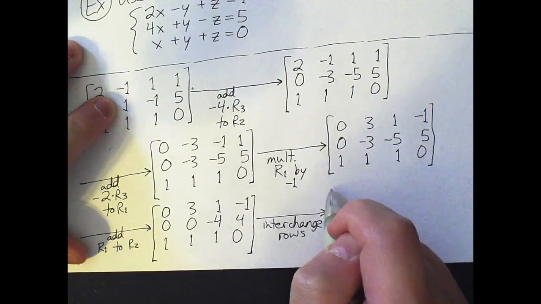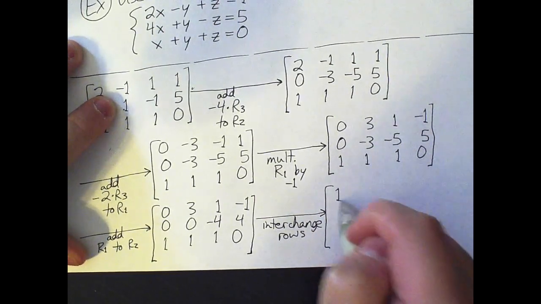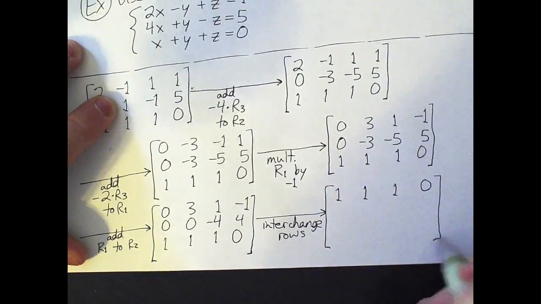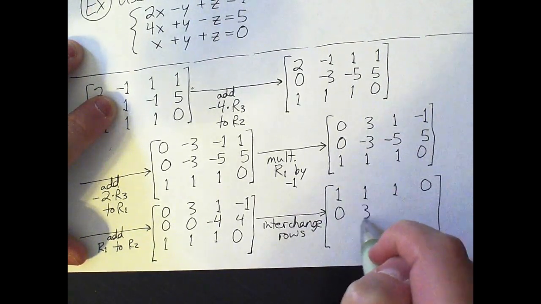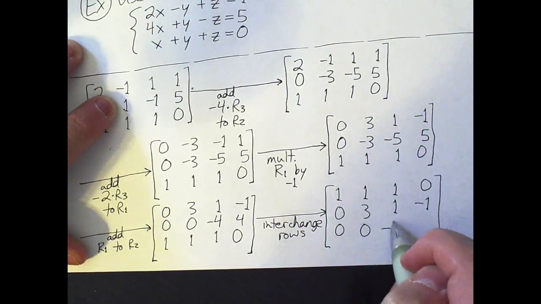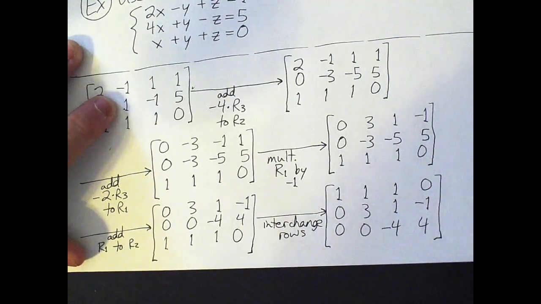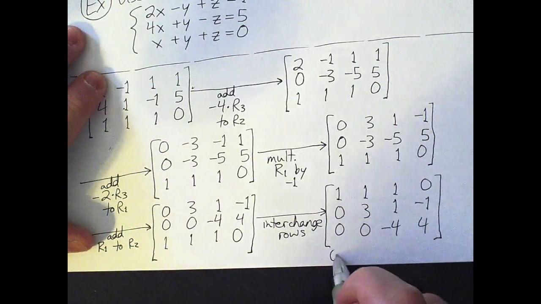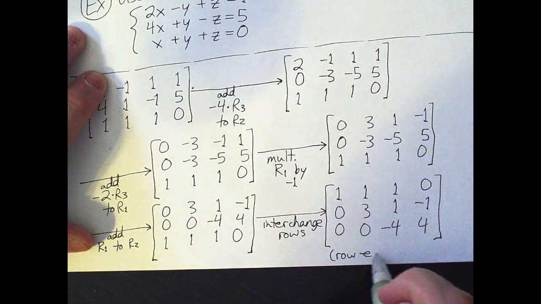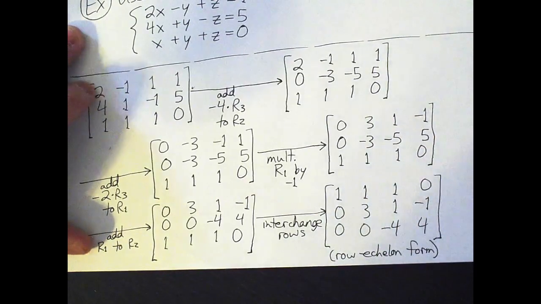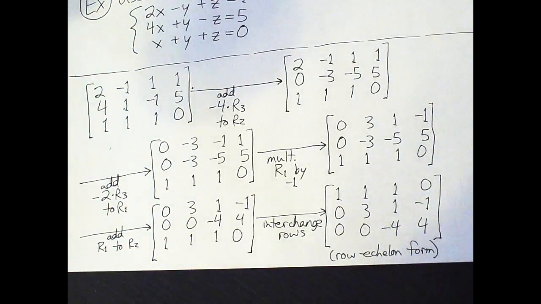Interchange the positions of rows, change the order of them. So you write 1, 1, 1, 0 as the new row 1. Move this one to be row 2. And move this one to be row 3. So we swapped around the order of rows. We're allowed to do that. This is row echelon form. Not reduced, but row echelon form. It represents a system in triangular form, and it has that nice staircase pattern to it.